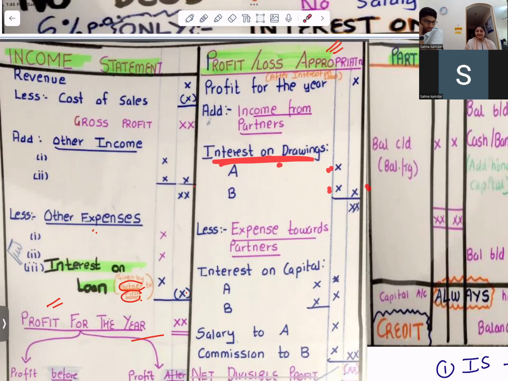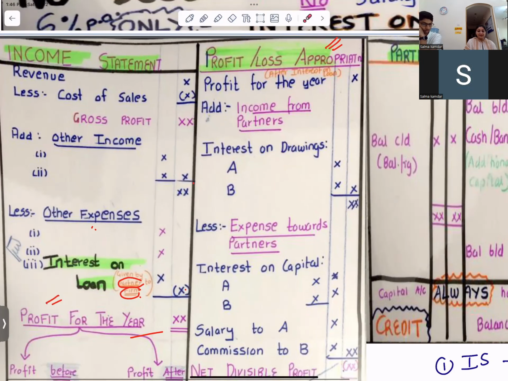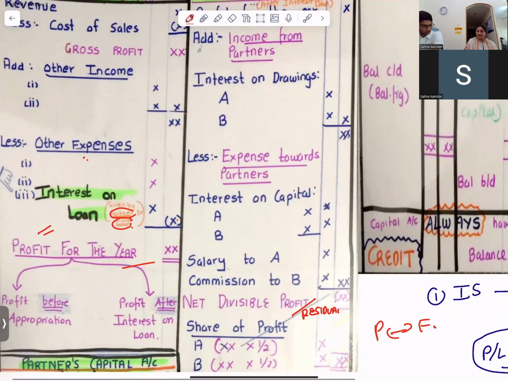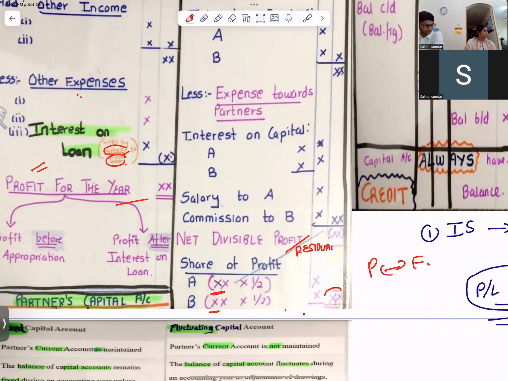So you will add the income from the partners. You will subtract the expenses towards partners. What are the expenses towards partners? Interest on capital. Maybe you're giving salary to a partner, or commission to the partner. After subtracting it, you will get an amount. You will get the net divisible profit, which is also called what profit? Residual profit. This residual profit you will share amongst the partners in the profit sharing ratio.